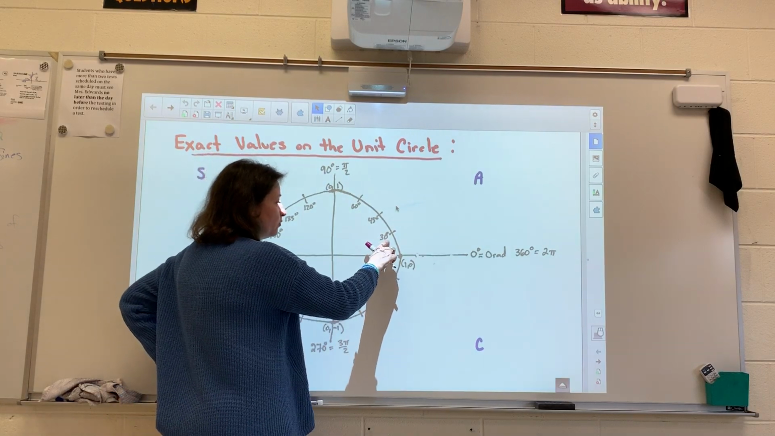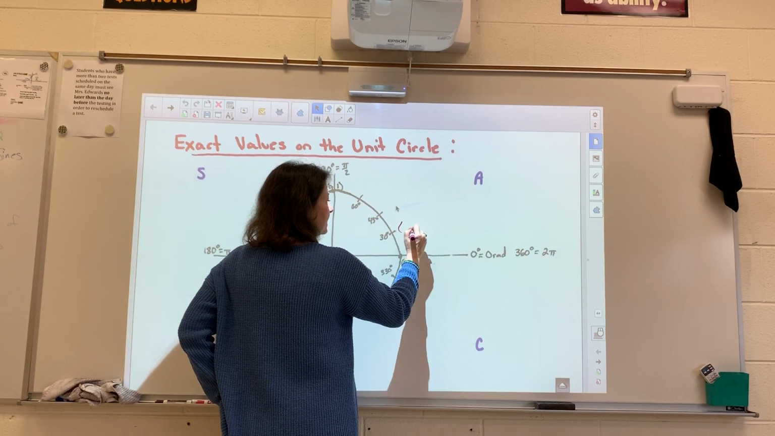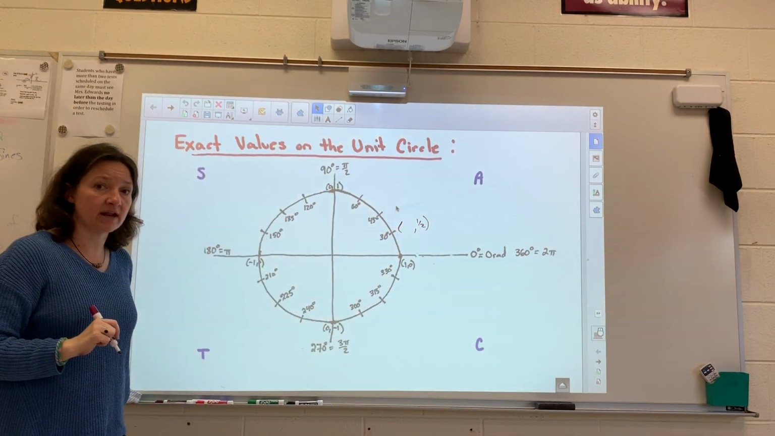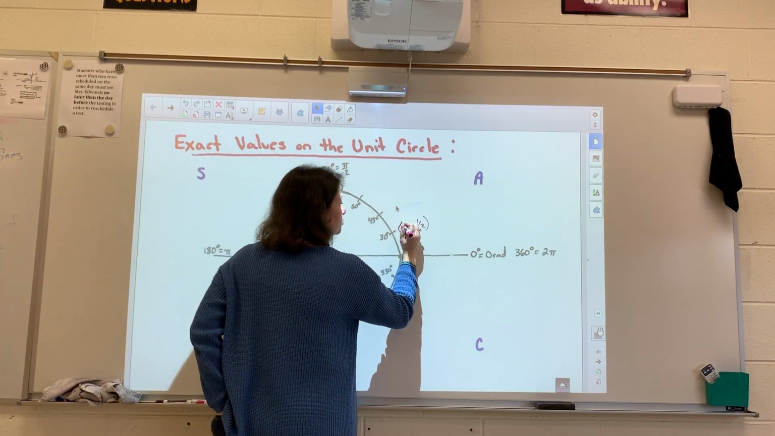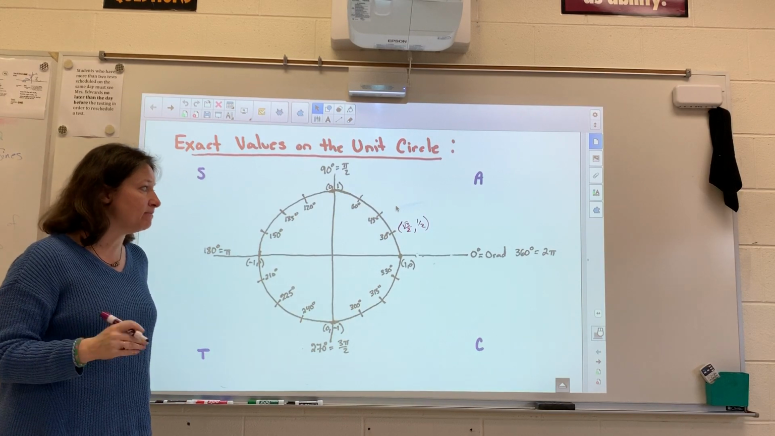At 30 degrees, what do we know sine of 30 degrees is? 1/2. That is my y-coordinate. At 30 degrees, what is cosine of 30 degrees? Root 3 over 2. That's going to be my x-coordinate. How would I get tangent if I haven't memorized these?